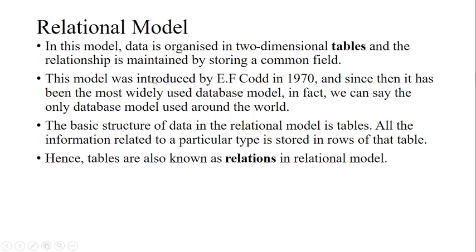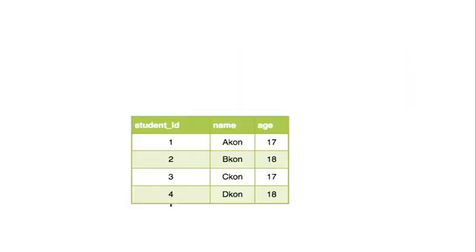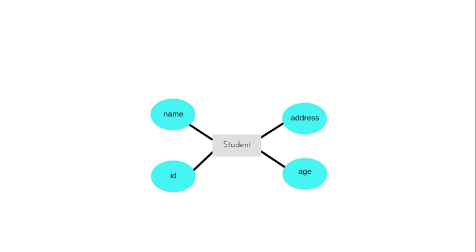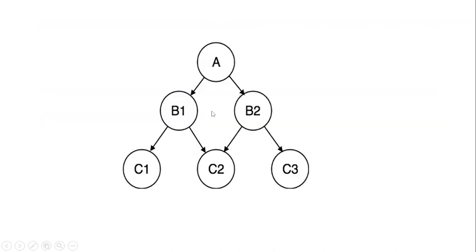17 years. This model was introduced by E. F. Codd in 1970, and since then it has been the most widely used database model. In fact, we can say it is almost the only database model used around the world. This is the most famous one because it is the easiest compared with the other database models. In the other models, we should understand the structure and the diagram, and then create other attributes if we have them, like a name which has a first name, middle name, and last name. So it is a pictorial form, and it will not be clear there.